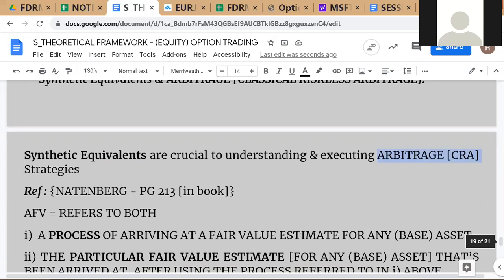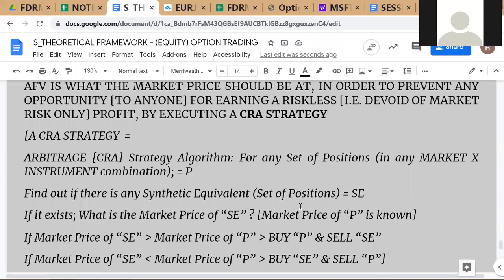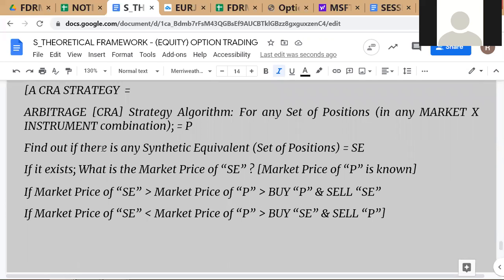There's no CRA possible. So when you're talking about a CRA strategy, what are the steps for any set of positions in any market instrument combination? This is the position, or the portfolio of positions, and the market price is known. So find out the market price, and then find out the synthetic equivalent, the cost of the synthetic equivalent.